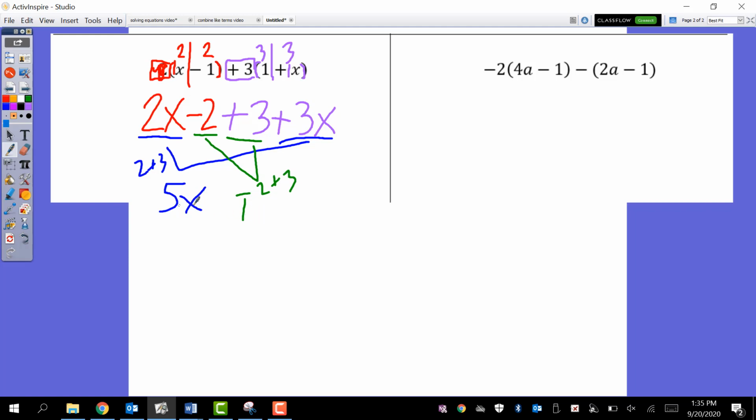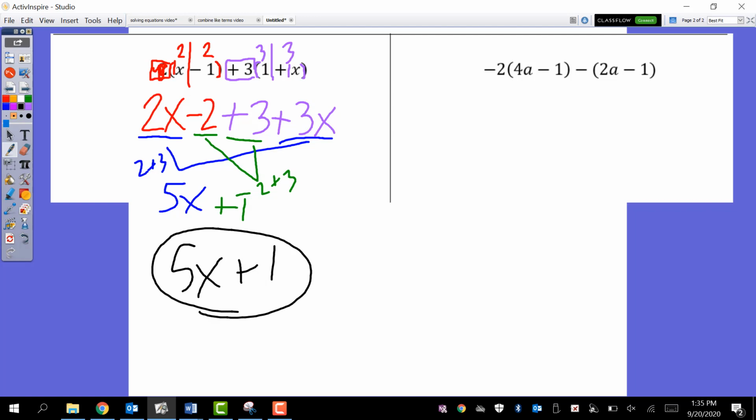And what sign am I going to put in the middle? A positive. So final answer, I can write it down here. Final answer is 5x plus 1. Okay. When there's several parentheses, that just means you're going to multiply several times.